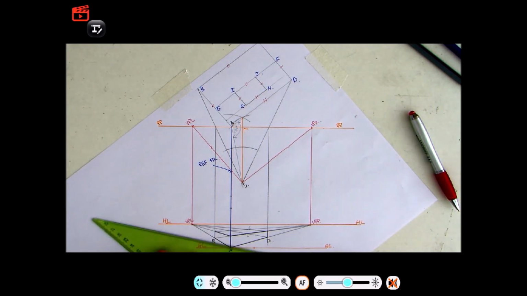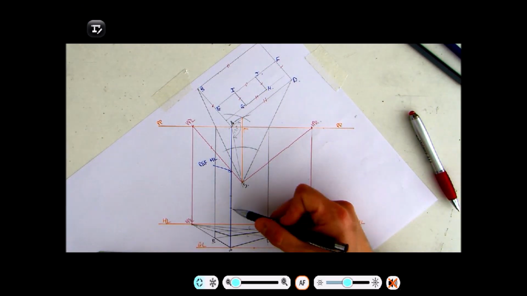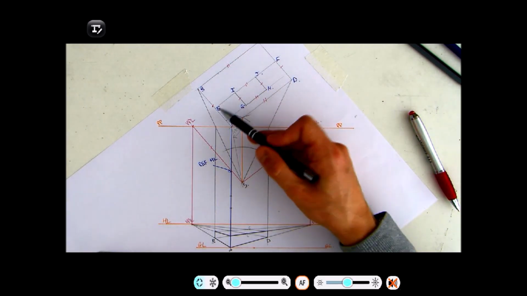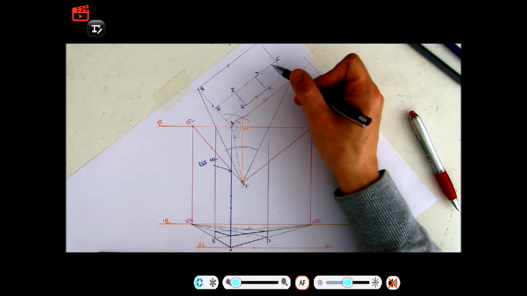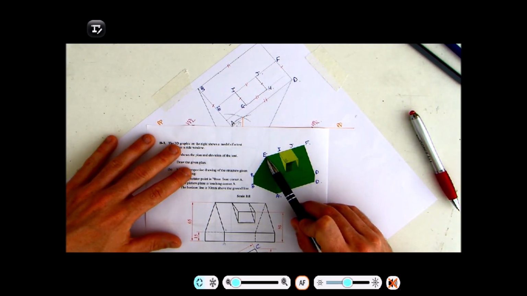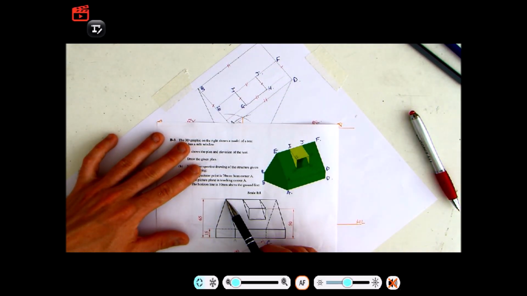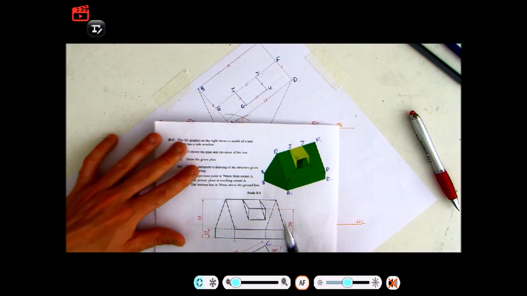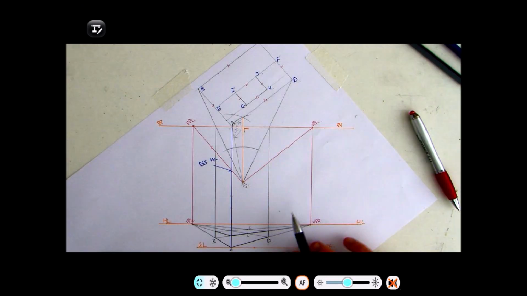Now what I'm going to do is the height of 65. E and F are 65 above the ground. If you look here at the 3D, E is 65 above the ground, F is 65 above the ground. I'm going to find those 2 points now. So I take my height of 65 on this reference height line.